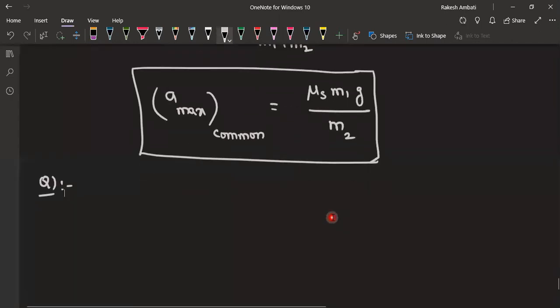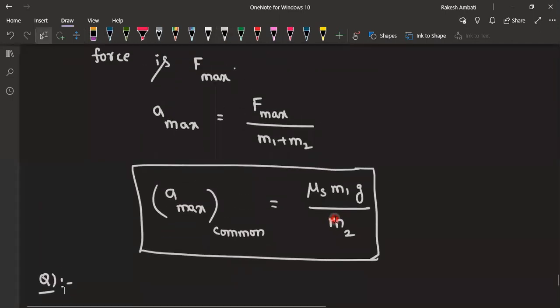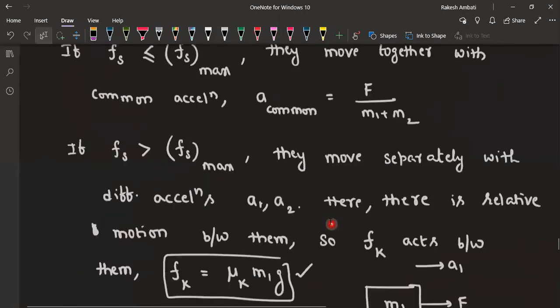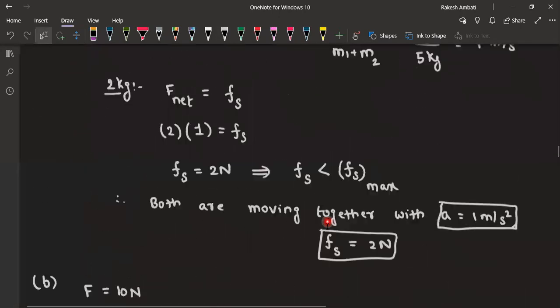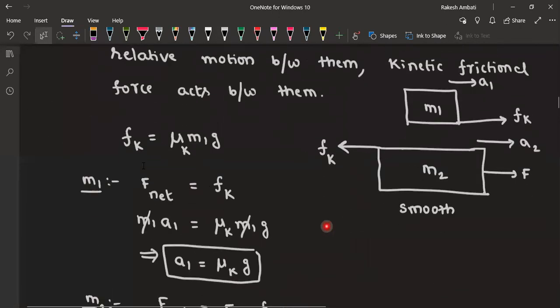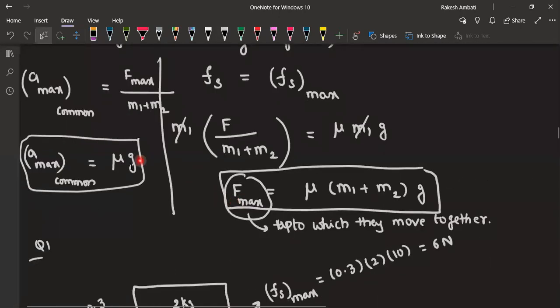Could you explain again how you got mu g? That is in type 1, correct? Yes. We have already the F maximum value, F maximum value upon m1 plus m2. Okay, m1 plus m2 cancel out. Okay. Got it. Thank you.